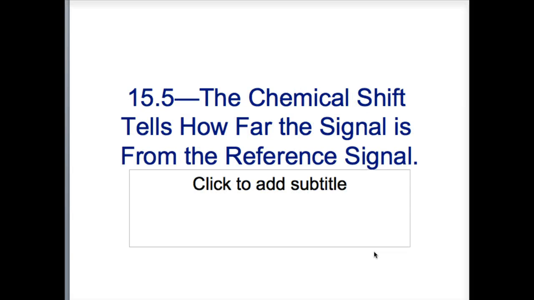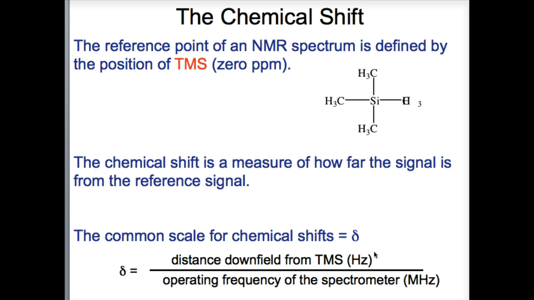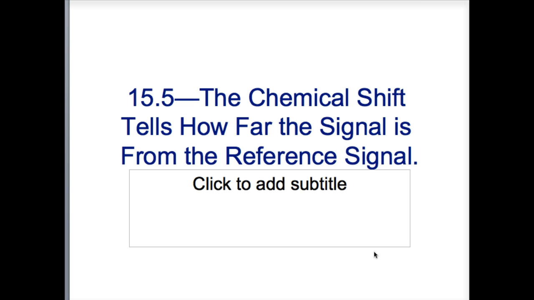Okay, today in this podcast, we're going to talk about the chemical shift, relative positions of proton NMR signals, characteristic values of chemical shifts, and diamagnetic anisotropy. Get that pronounced right in a minute. But first, let's talk about the chemical shift. The chemical shift tells how far the signal is from the reference signal.